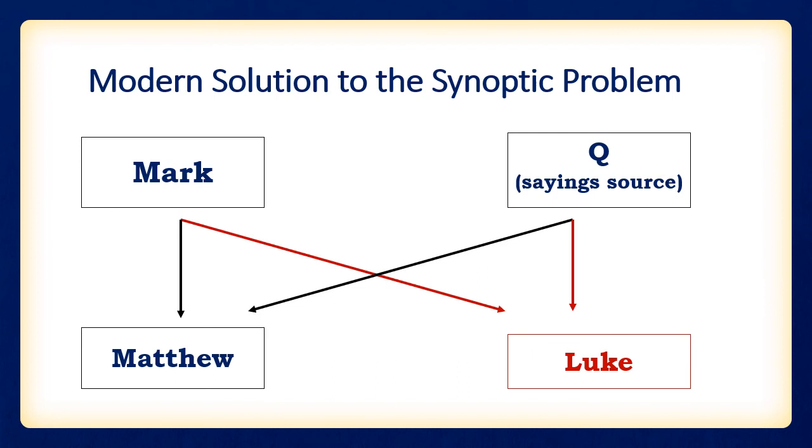If somebody found a copy of a document that was just sayings of Jesus that looked authentic from the first century, I don't know what they would call it. They wouldn't call it Q. It's just, you know, the tag that scholars use for this idea.